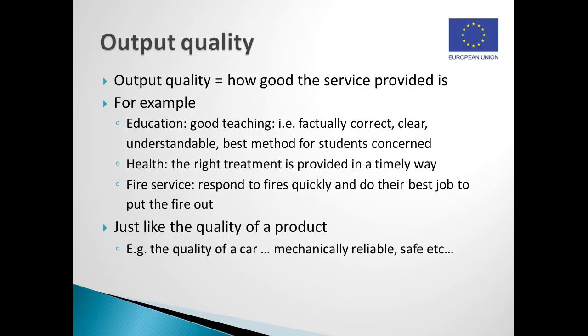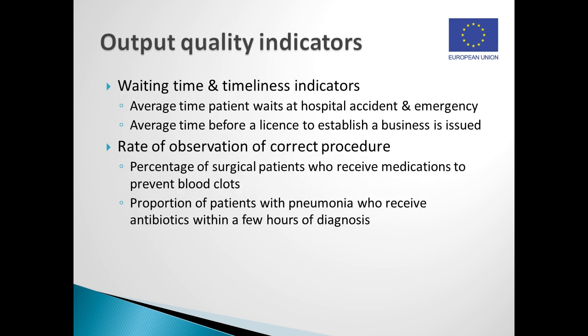This is really no different than what we mean when we talk about the quality of a physical product. For example, when we talk about the quality of a car, we mean that it's well built so that it's mechanically reliable. We mean that it's safe. We mean that it's well finished. These are all attributes of that car that make it a quality product.